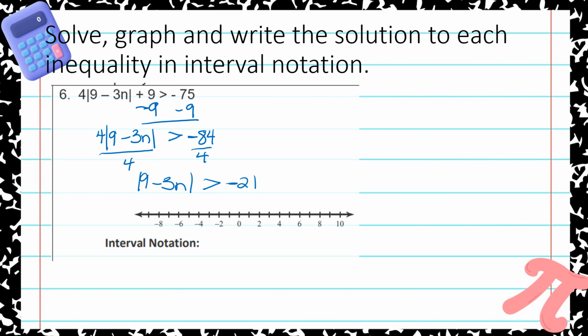However, it's not no solution. Remember that absolute value is always, always positive, right? So a positive number will always be greater than a negative number. Always. So that means that this is all real numbers, or negative infinity to positive infinity. And when we graph it, it is just a line with arrows going in all directions.